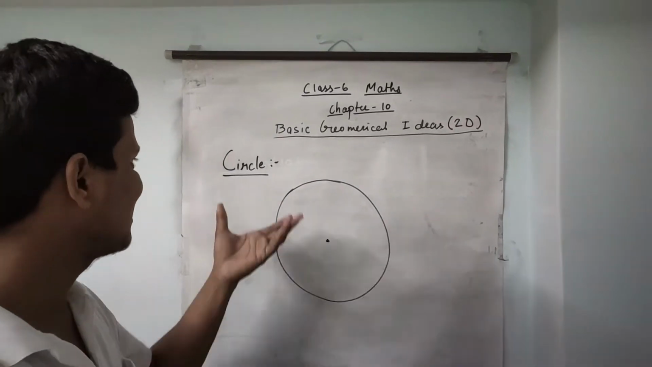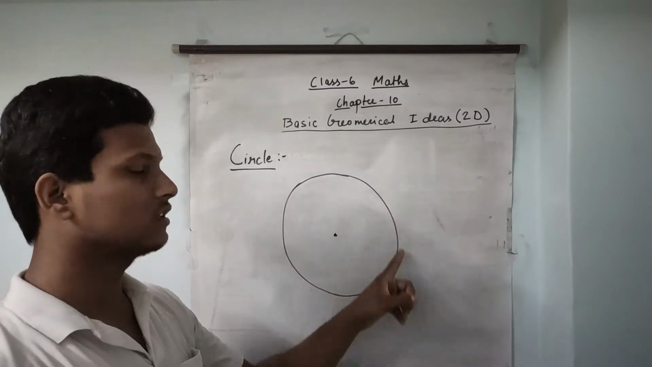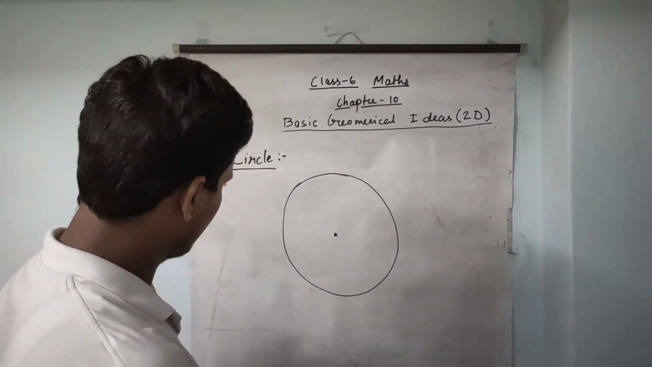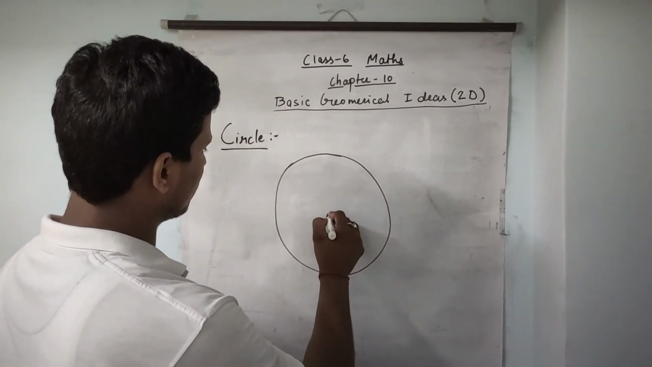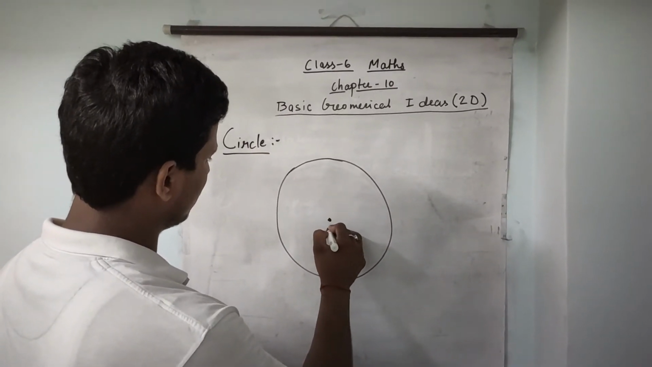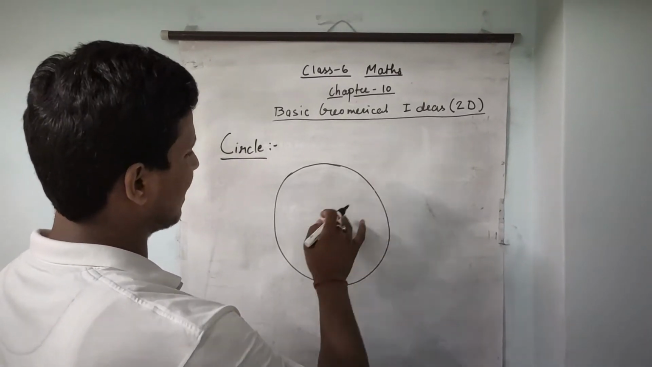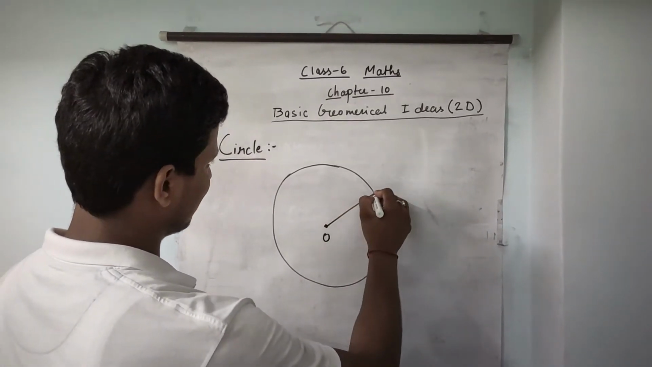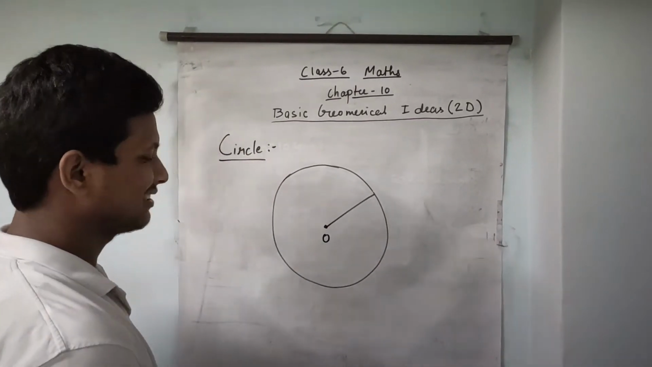Okay, the next topic is circle. A circle is basically a simple closed curved figure. All the points on it are equidistant from one center point, which is called the center of the circle. If we mark any point on it, it will give the same distance, and that is called a circle.